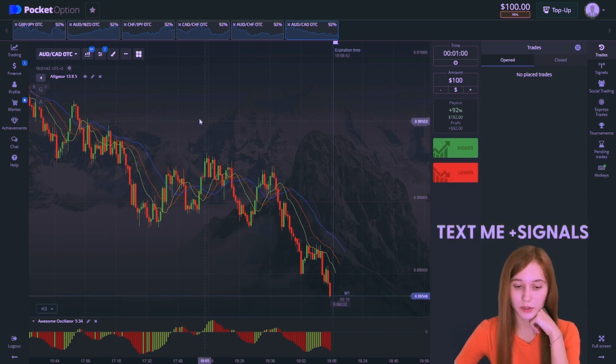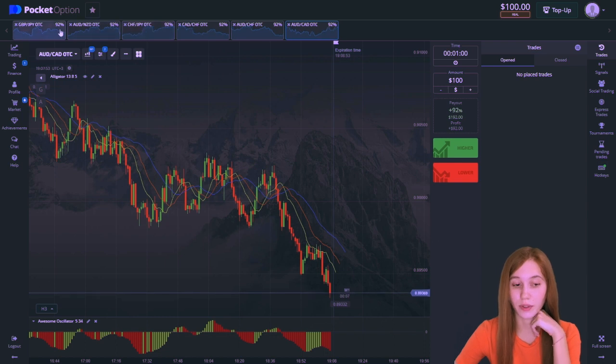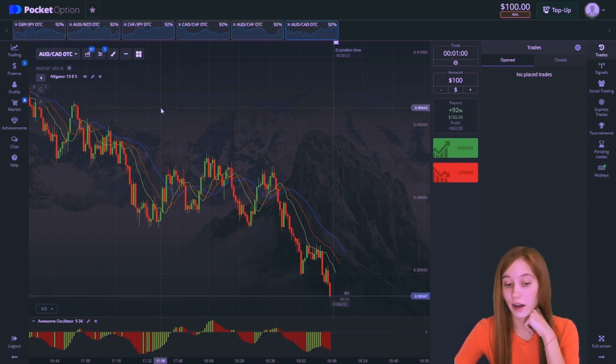So next we choose what we will trade. I have 6 currency pairs for today. All currency pairs have a payout percentage of 92%. It's quite nice because the higher the better.